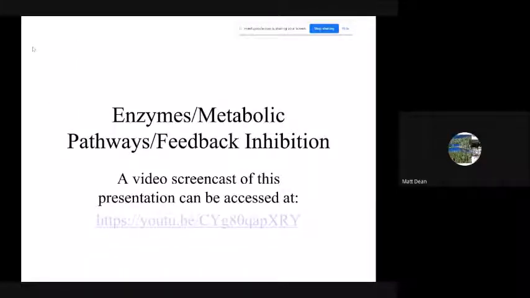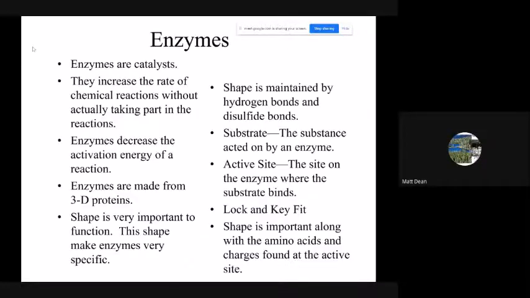All right, today's topics are going to be enzymes, metabolic pathways, and feedback inhibition. Enzymes, as I hope you already know, are biological catalysts. That means they help to make things happen. In this case, they help to make chemical reactions in your body get started. They increase the rate of these chemical reactions without actually taking part in the reaction. So enzymes don't get used up. They're used over and over again. They help to start the reaction, but aren't affected by it.